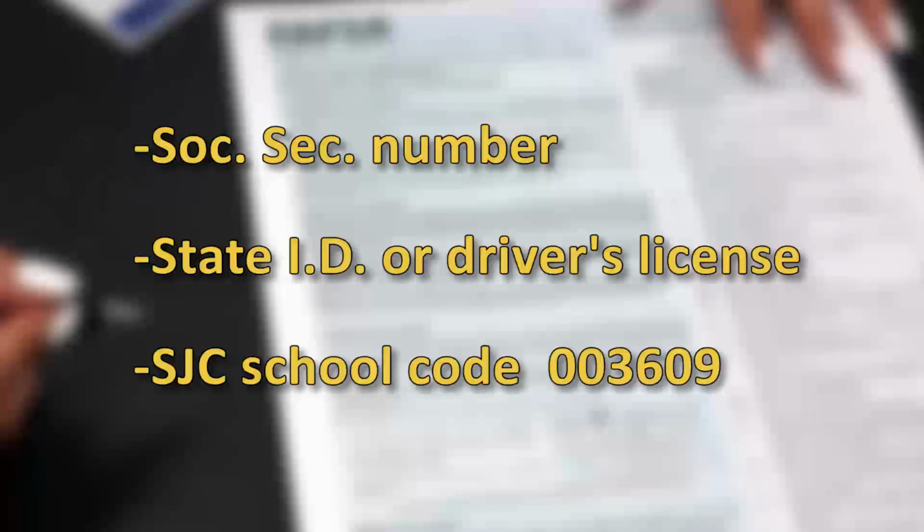The school code for San Jacinto College is 003609. Using this code tells the Department of Education to send a copy of the application to San Jac. Your FAFSA information is generally received 2 weeks after submission. You should monitor your SOS account or follow up with your campus financial aid office to confirm that your application was received successfully.